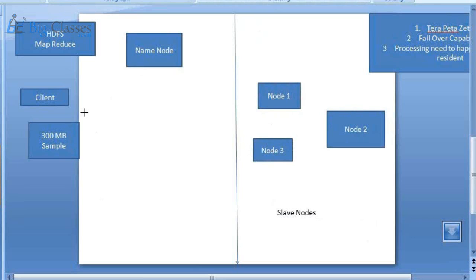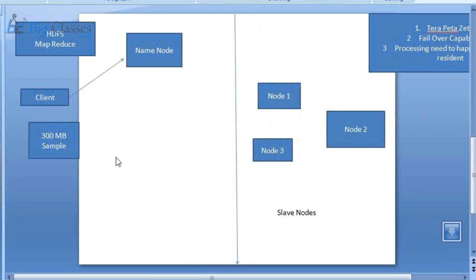The client should approach this particular name node to ask that this 300 MB of data has to be stored in all these particular systems. So what should the name node do? The name node should try to find out the free space in any of these particular nodes.